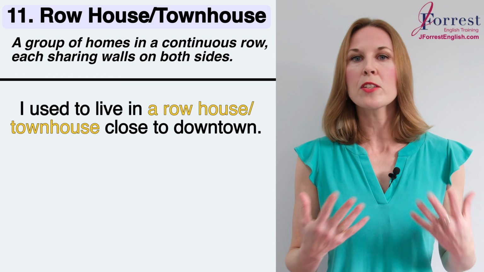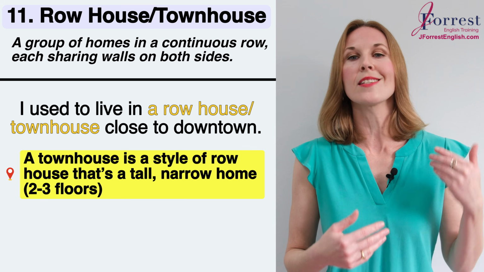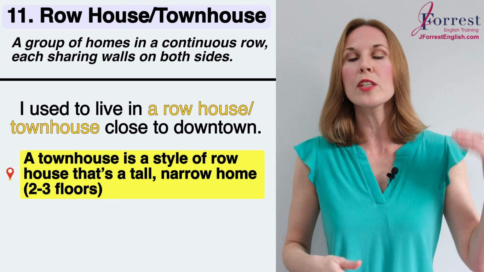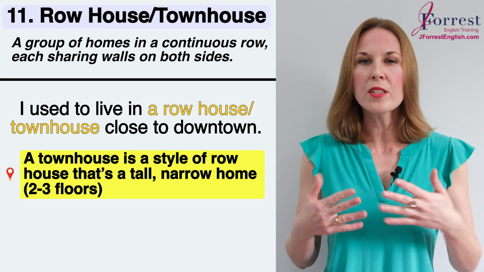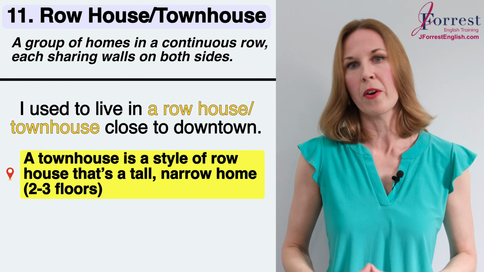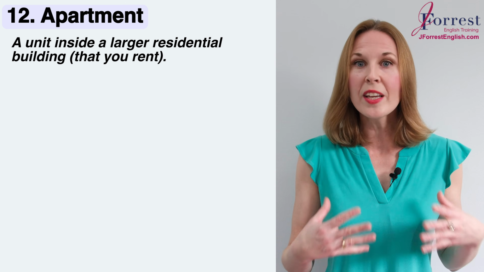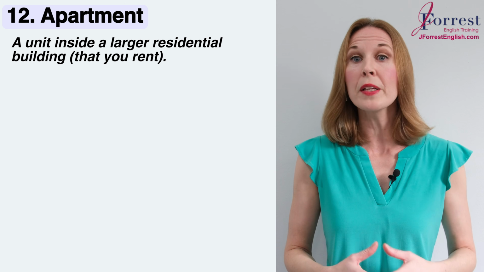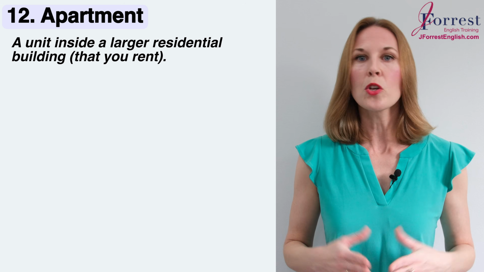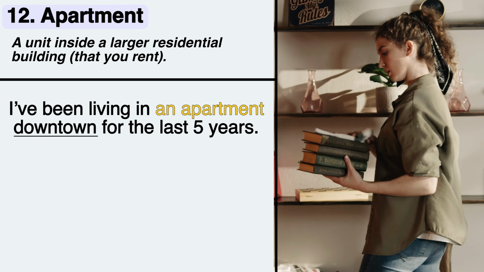Now, generally, native speakers use them interchangeably, but technically a townhouse is a style of row house that's very tall and narrow, usually 2 to 3 floors. But most modern row houses are townhouses in North America. Of course, you know what an apartment is. This is a unit inside a larger residential building, but it's important to know that you rent this unit. So you might say, I've been living in an apartment downtown for the last 5 years.